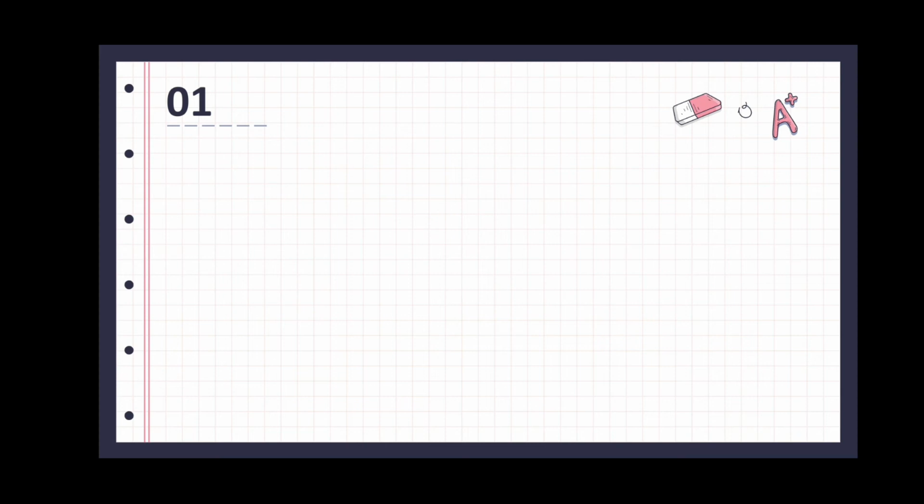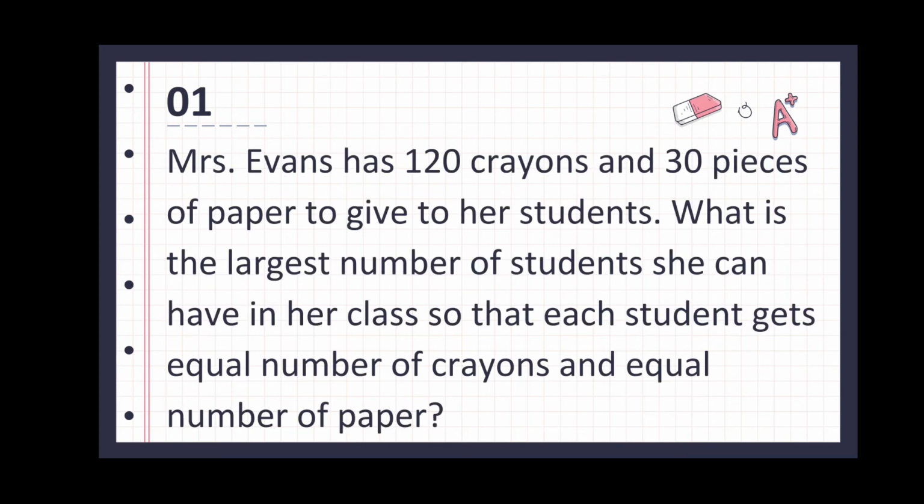Examples. Problem number 1. Mrs. Evans has 120 crayons and 30 pieces of paper to give to her students. What is the largest number of students she can have in her class so that each student gets equal number of crayons and equal number of paper?